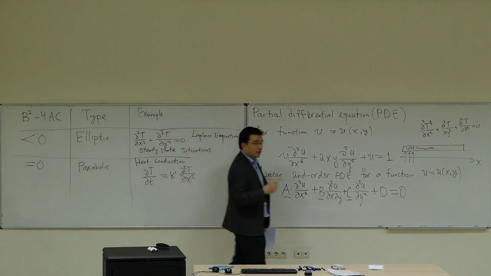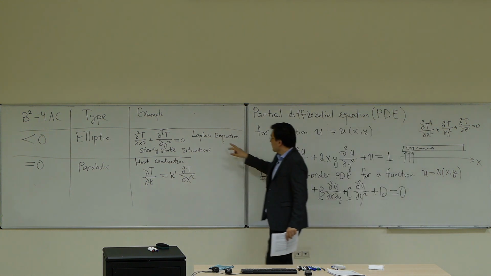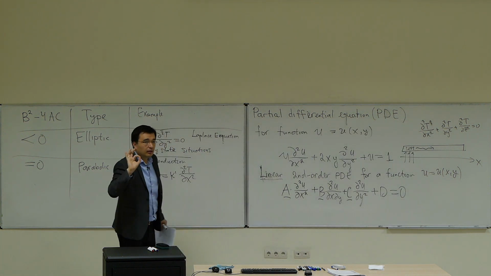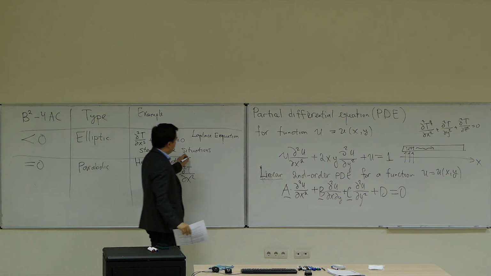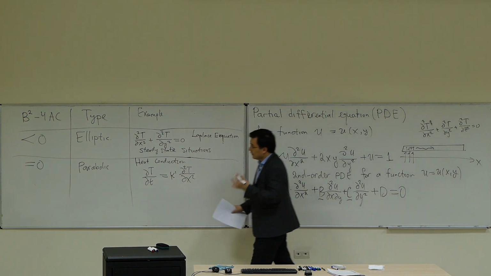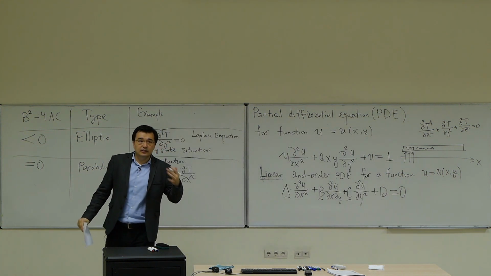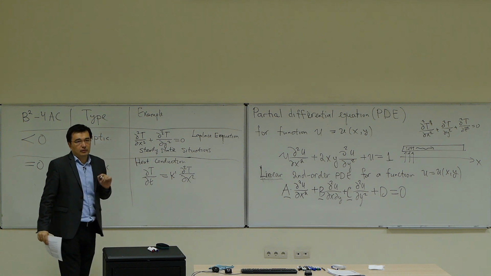There is a time dependence because the temperature changes in time, whereas before with the Laplace equation, there was no change in time. It was steady state. So that's the difference. One reason why these equations are classified in this way is because they describe completely different situations, and they have significantly different mathematical properties.